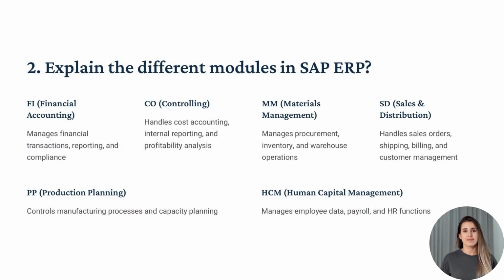2. Can you explain the different modules in SAP ERP? Sure. SAP ERP consists of several functional modules such as FI, Financial Accounting, CO, Controlling, MM, Materials Management, SD, Sales and Distribution, PP, Production Planning, and HCM, Human Capital Management. Each module handles specific business functions and they're all interconnected to ensure a seamless data flow.